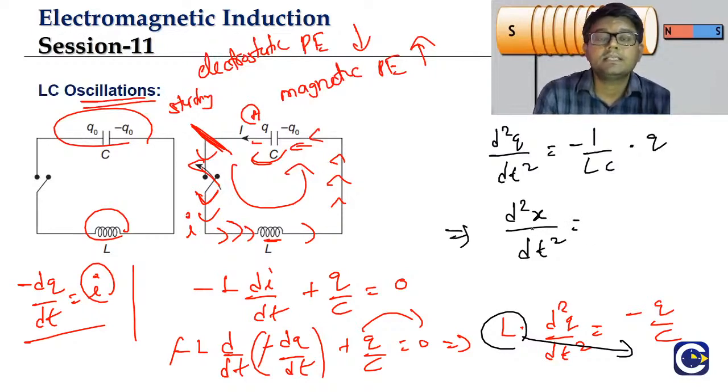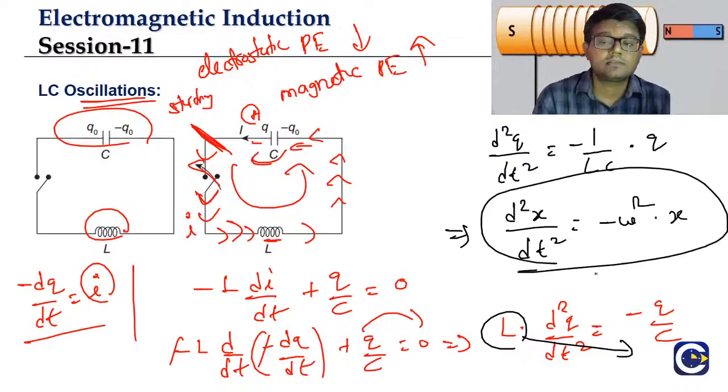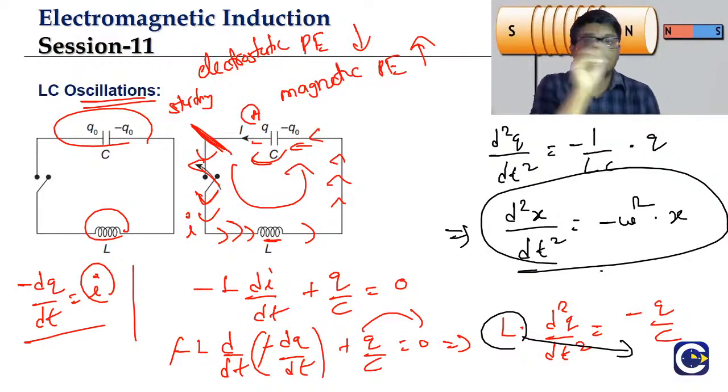What is it? d square x by dt square is equal to what? Minus omega square into x. Do you remember this? What is this? The standard equation of the SHM in physical oscillations. Here we have a similar type of expression. What is it? d square q by dt square is equal to what? Minus 1 by LC into q.